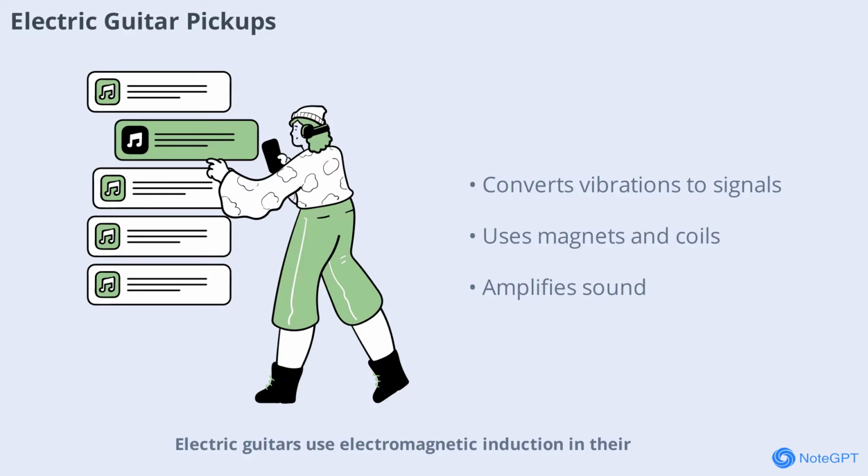Electric guitars use electromagnetic induction in their pickups to convert string vibrations into electrical signals. When a metal string vibrates near a magnet wrapped with a coil of wire, it changes the magnetic field, inducing a current. This current is then amplified and turned into sound, giving electric guitars their distinctive tone.